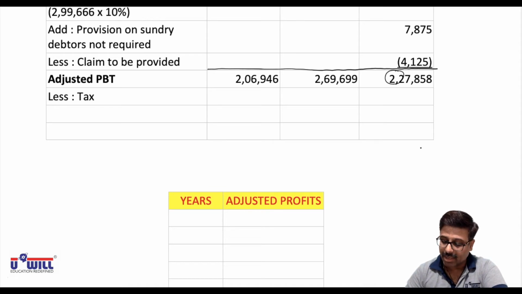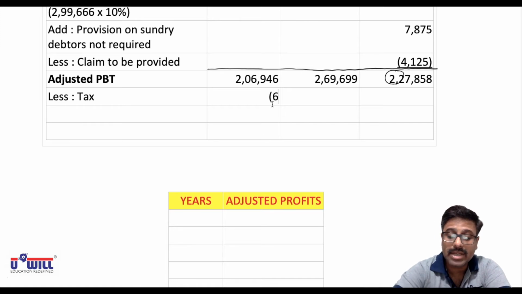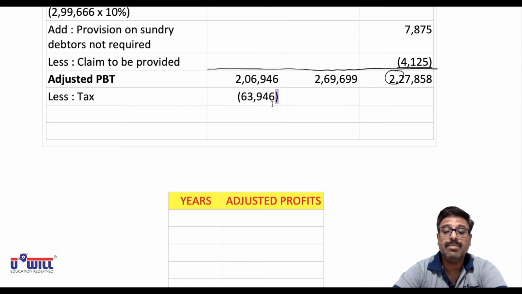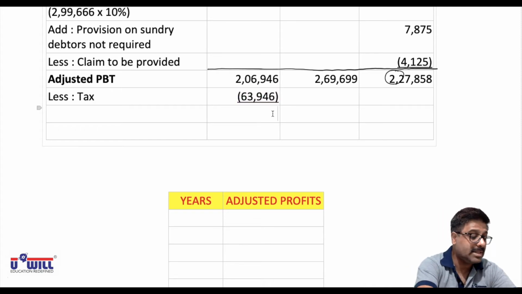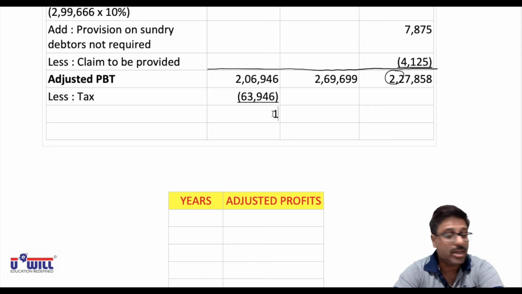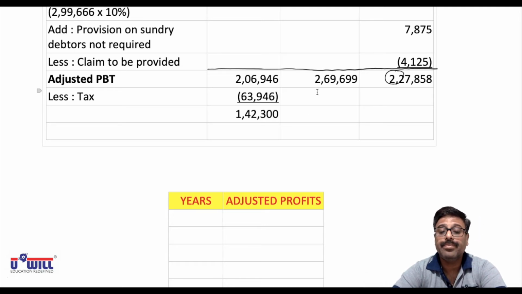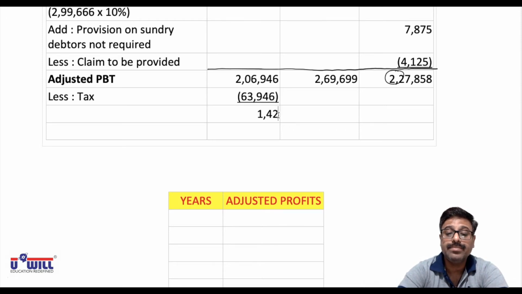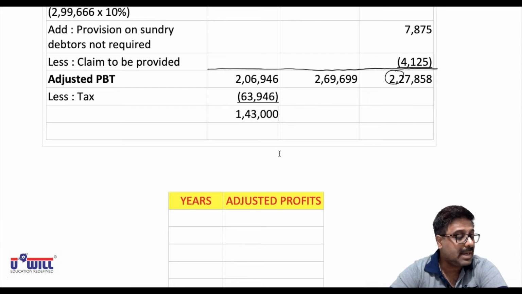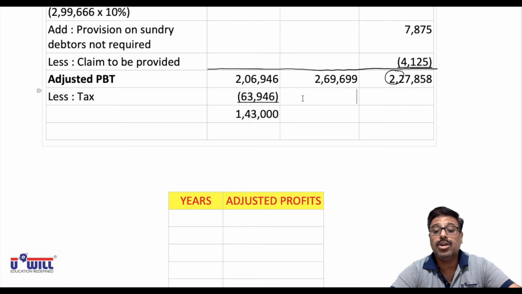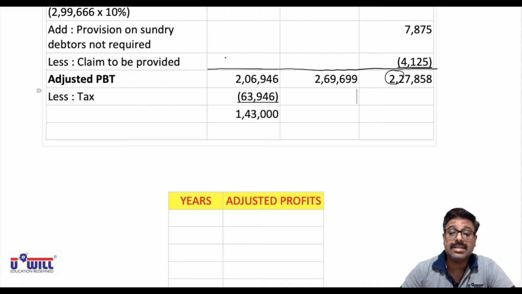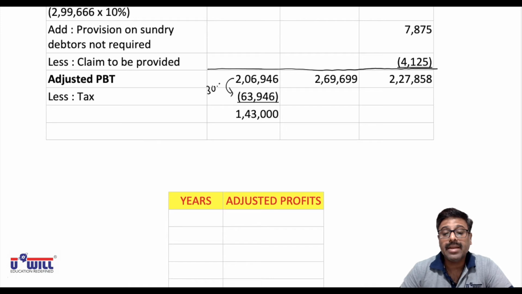206,946 into 30.9%, that is 63,946. Here we have to minus 63,946, and then the profit after tax for that year would be 1,42,999.6, which means 1,43,000.